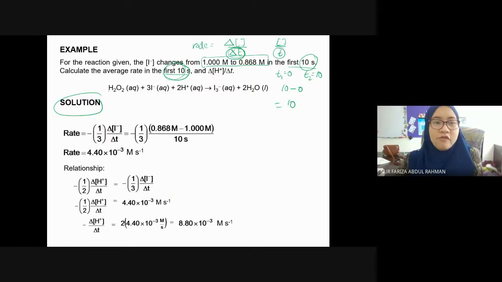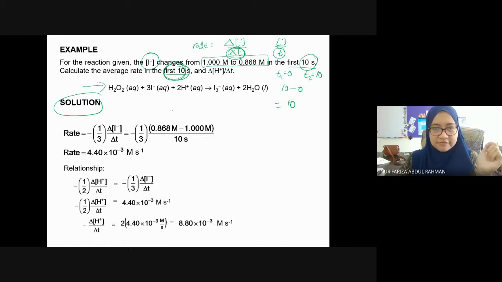Alright, so let's go. There are two questions here. Calculate the average rate in the first 10 seconds. That will be the first question, because this one is with respect to I minus. And then the second question, you have to calculate for delta H plus over delta T. Okay, let's go for question number 1 first.